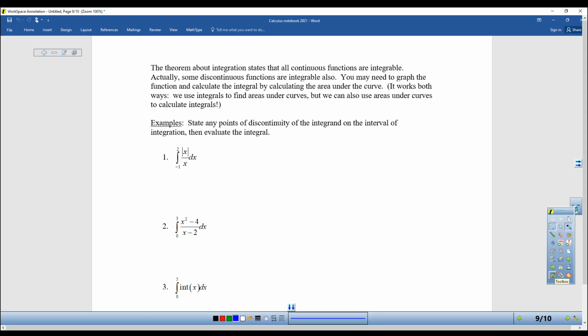Okay, last page. So the theorem about integration states that all continuous functions can be integrated, are integrable. Actually, though, some discontinuous functions are integrable also. Think about this. When you guys did modeling and optimization, you had the barn, and then you built a fence where one side of the barn served as part of the fence. Sometimes people get confused. It changes perimeter.